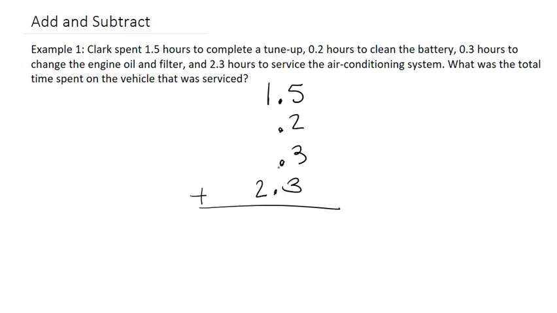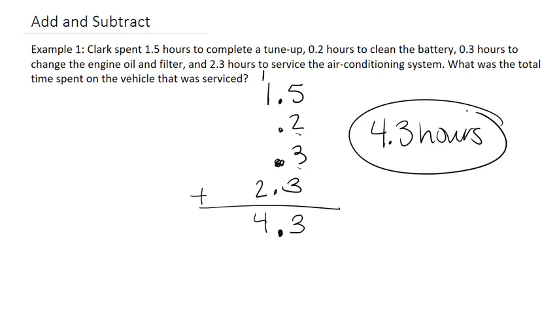So we look to the number, of course, to the right of the decimal because it's the furthest right. So we have the 0.5. So we have 5 plus 2, that's 7, plus 3 is 10, plus 3 is 13. And then we just put the 3 below, and then we're going to carry that 1 to the 1 spot. So now we have 1 plus 1 is 2, plus 2 is 4. And then we forgot to put that decimal there, and then we'll put a 4 right there. So we would say the time spent on the vehicle that was serviced was 4.3 hours.